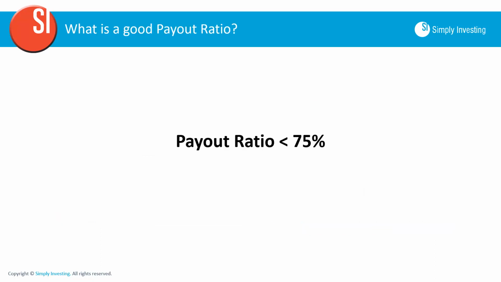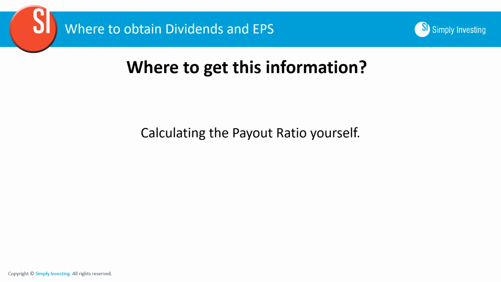What is a good payout ratio? Generally, we look for companies that have a payout ratio of 75% or less. Now, I'm going to show you how to calculate the payout ratio for yourself for any publicly traded company. And in this example, we're going to look at Chevron and Aflac.